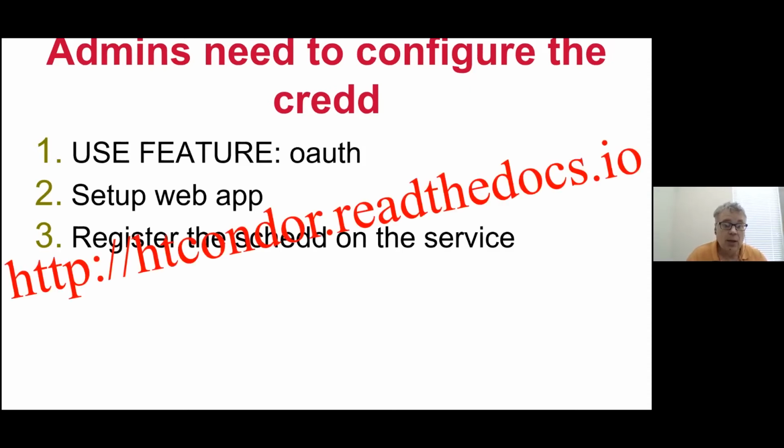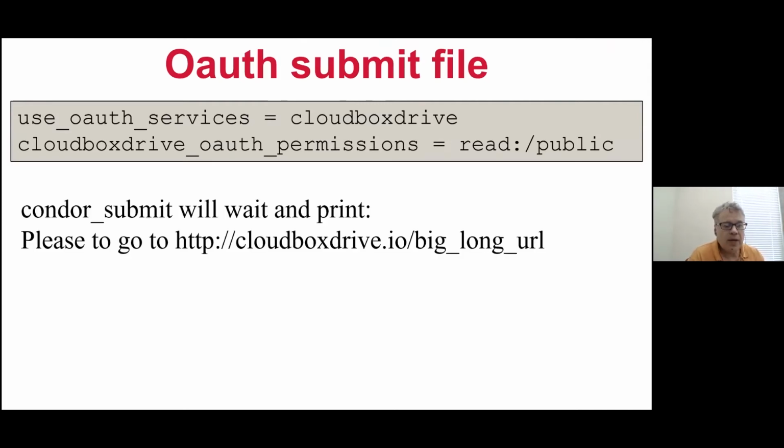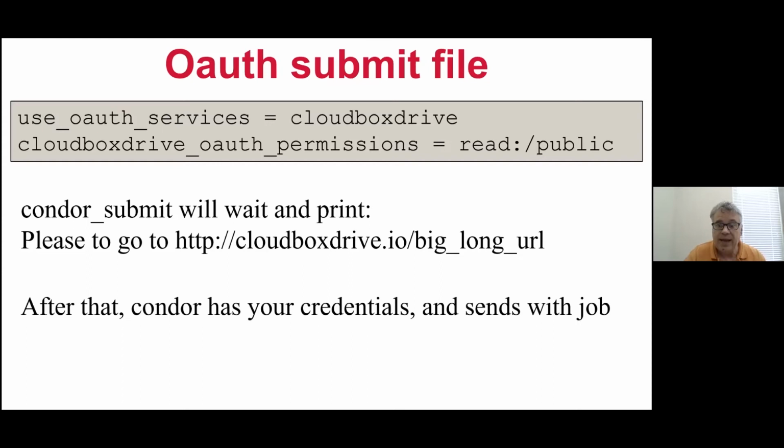All of that is in htcondor.readthedocs.io. Working through the way the users see this, they just add lines like this in their submit file, and then they run condor_submit. Then condor_submit will block and wait, and it'll print to the screen something like, please go to this big long URL. That will redirect you to the authenticator service for this particular cloud service. Then it will get an authentication and send a token back to the schedd, which the schedd will put in the CredD. After that, Condor has your credentials and will send them securely along with the job.